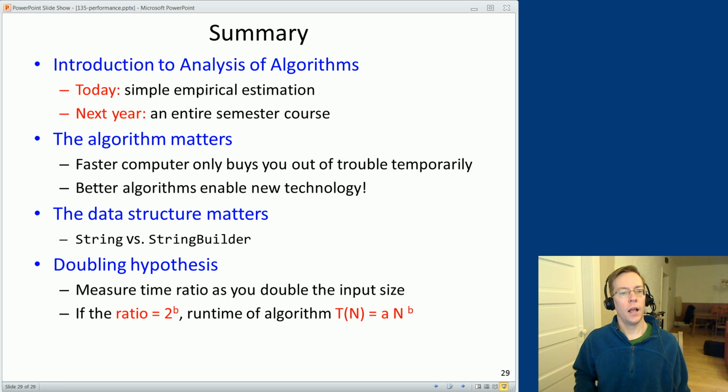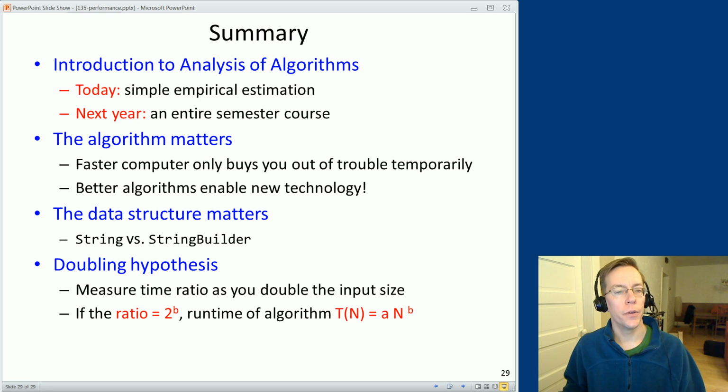All right, to summarize what we talked about today, we looked at a very quick and fast introduction to analysis of algorithms, and we mostly focused on doing this empirically. So measuring things, making a hypothesis about the order of growth, estimating the constant, and then using that so we can actually make predictions about how long your program is going to take to complete.